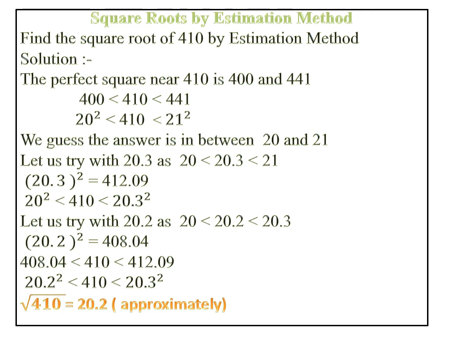My dear students, if you observe the numbers carefully, 410 is nearer to 408.04 but not as near to 412.09. So instead of taking 20.3 here, we have to take 20.2 because 410 is more near to that number, and therefore the square root of 410 equals 20.2, but it is not the exact value, so we have to write it approximately.